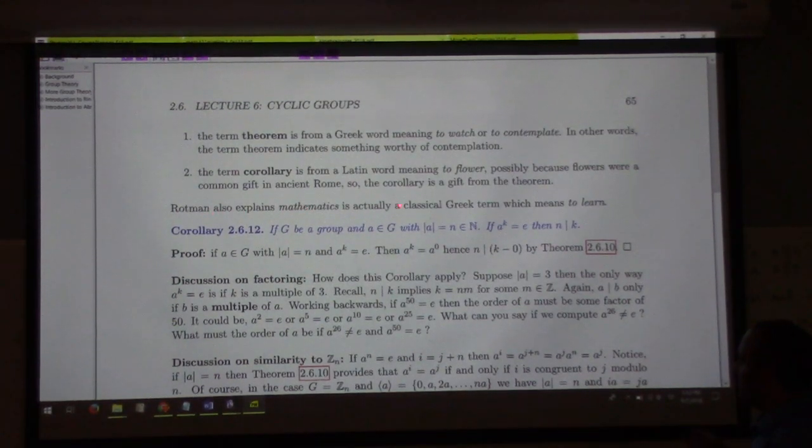Oh, mathematics also apparently is a classical Greek term which means to learn. It would be nice if we could get more people to learn, right? Just saying.